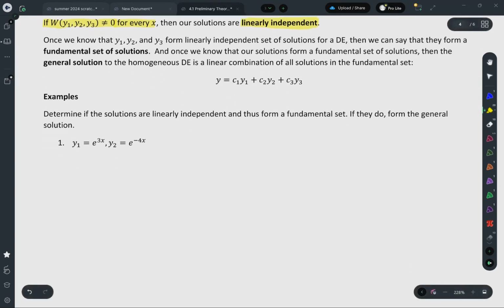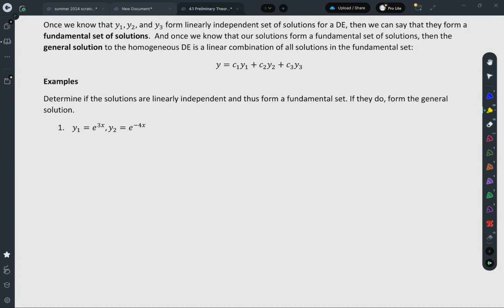So let's look at an example. Determine if the solutions are linearly independent and thus form a fundamental set. If they do, form the general solution. Notice there's no differential equation here. We don't need the differential equation to talk about dependence and independence or to form a general solution. We just need the solutions.